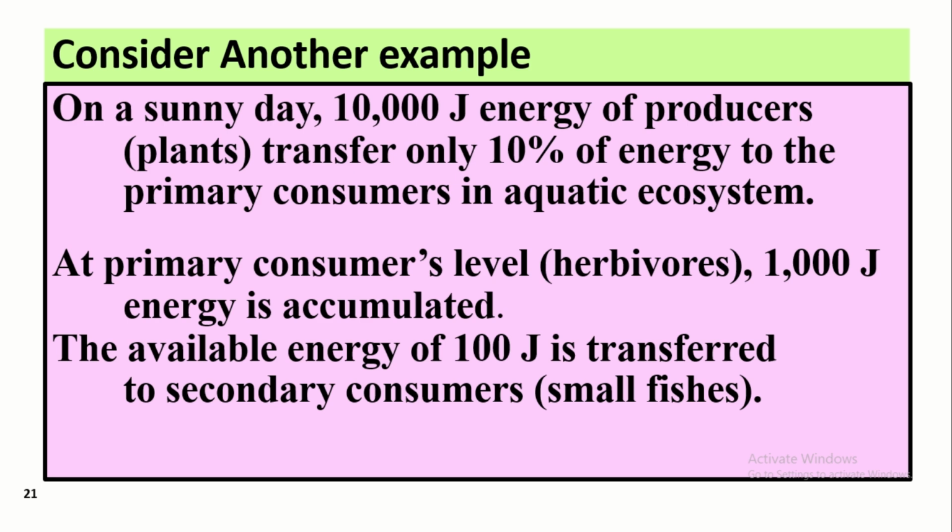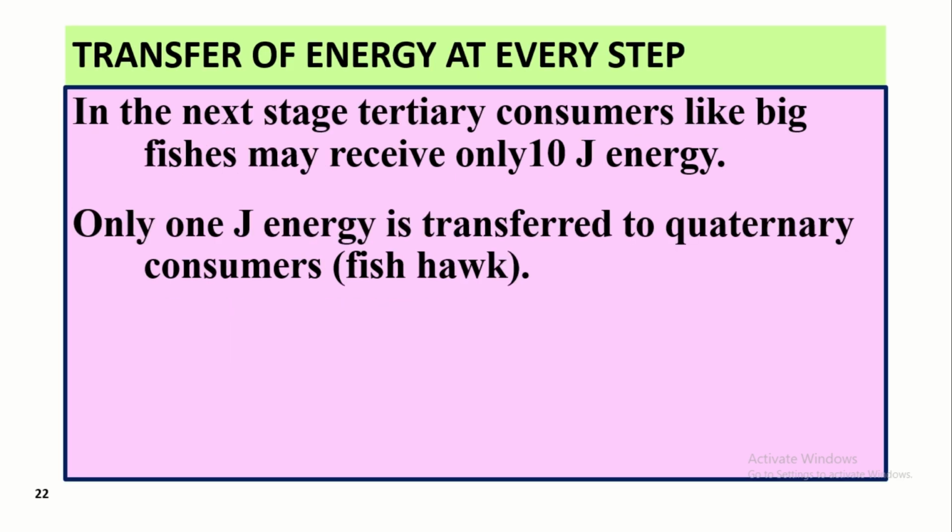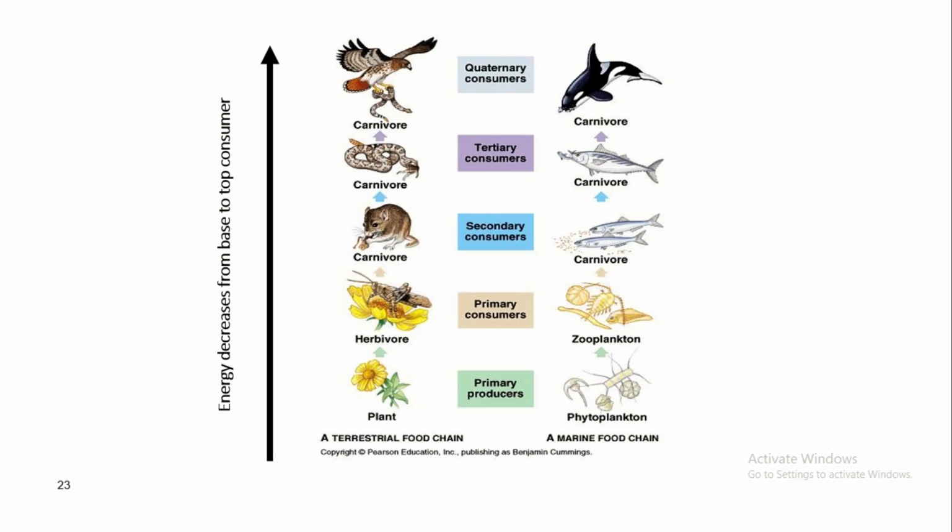Another example of this: on a sunny day, 10,000 joules of energy of producer plants transfers only 10% of energy to the primary consumers in an aquatic ecosystem. At the primary consumer level, the herbivores, 1,000 joules of energy is accumulated, from 10,000 to 1,000. Now the available energy is 100 joules, transferred to the secondary consumer, and so on. At the next stage it would be 10 joules, and further it would be less than 1 joule in the further steps.